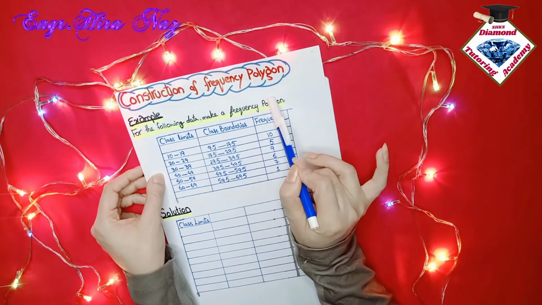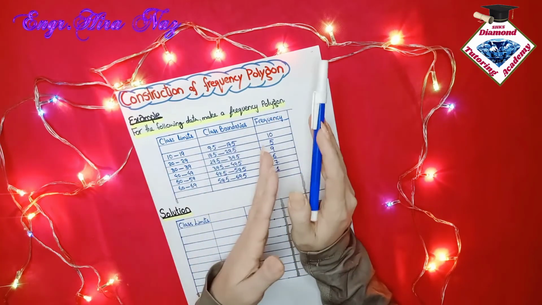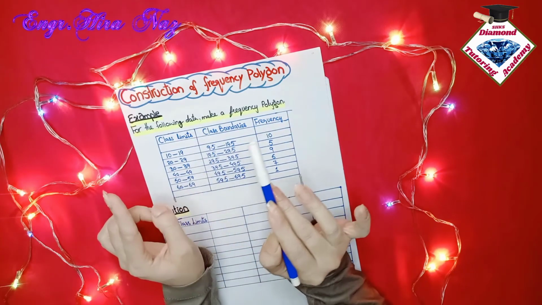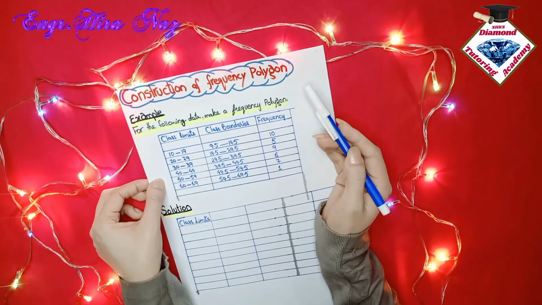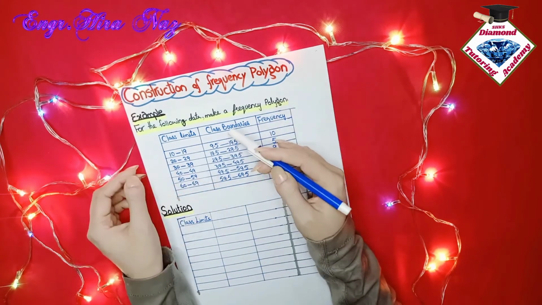A frequency polygon is a many-sided closed figure, and it is constructed by plotting frequencies against their midpoints and then joining the resultant points by means of straight lines. A frequency polygon can also be obtained by joining the midpoints of the tops of rectangles in histograms.